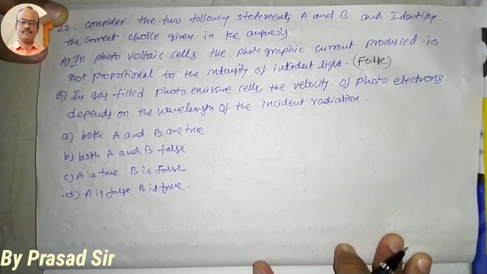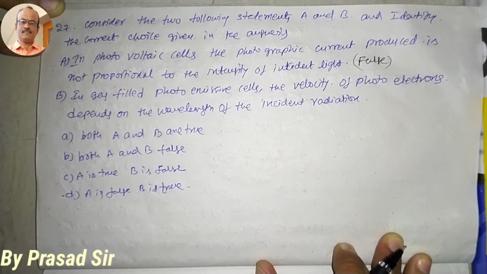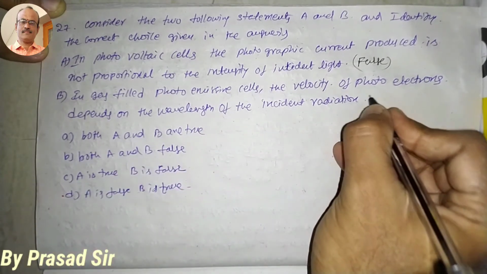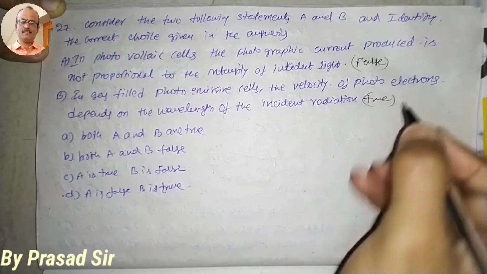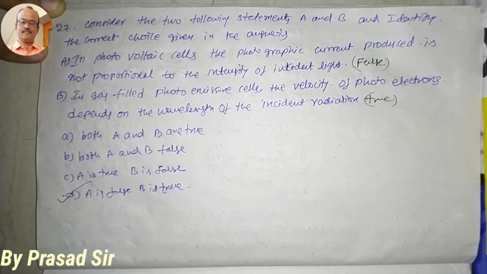In gas-filled photoemissive cells, the velocity of photoelectrons depends on wavelength of incident radiations. So it is absolutely correct. Why? Because the incident wavelength decides how fast the radiation enters into the photoemissive cells. So that's why option B is true. So which option is correct here? Option D is correct.